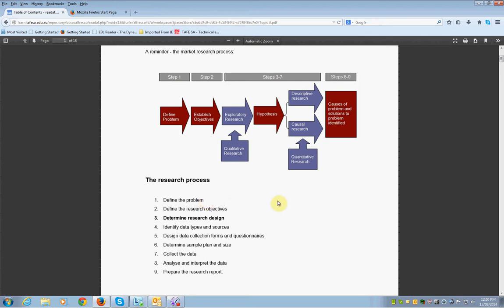Now that is also illustrated in this figure up here. First, we start out with a problem, we translate that into research objectives, and then we have the plan for collecting information that can solve our problems. That can comprise qualitative research or exploratory research and/or quantitative research that can comprise descriptive or causal research. Now let's have a look at the qualitative or the exploratory part of the research first.